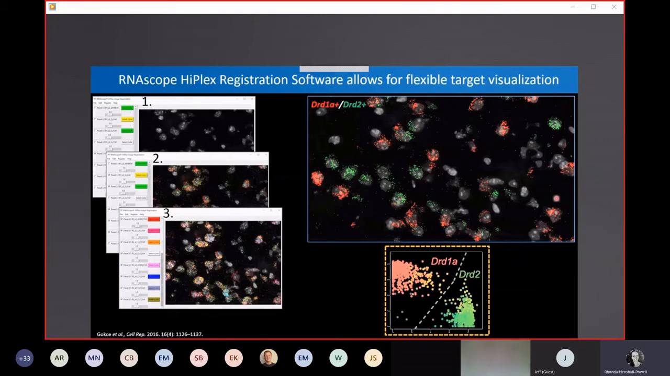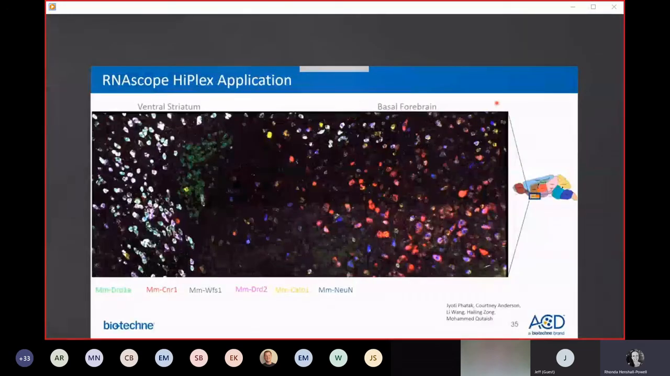So for instance, if you just want to look at 2 genes together, DRD1A and DRD2, for example, you can do that. And here, what's kind of cool is, canonically, you think of DRD1A and DRD2 being mutually exclusive, but it was previously reported in the literature that there are cells that express both of these markers. And just looking at this HiPlex data in this panel here, you can see these 3 cells that are expressing both green dots and red dots, corresponding with co-expression of both of these markers. So those are 2 examples of neuroscience applications using the HiPlex.